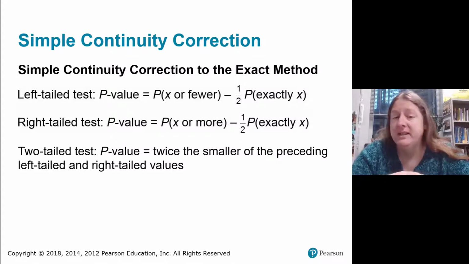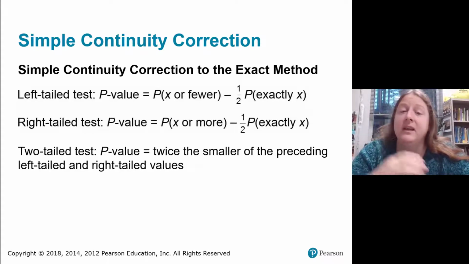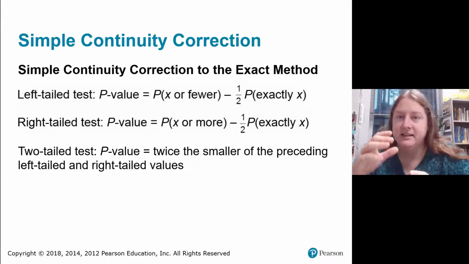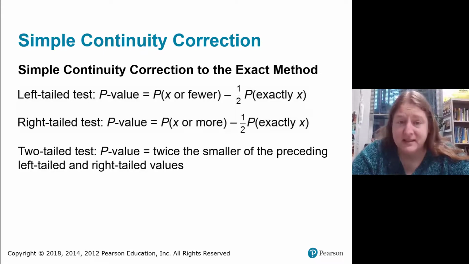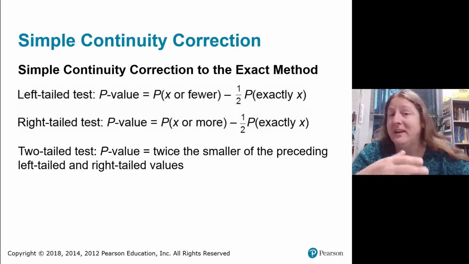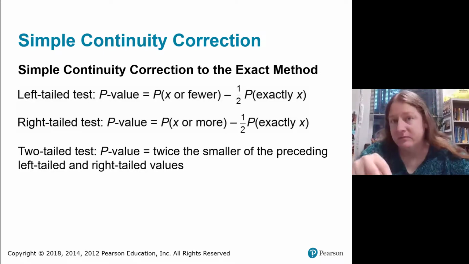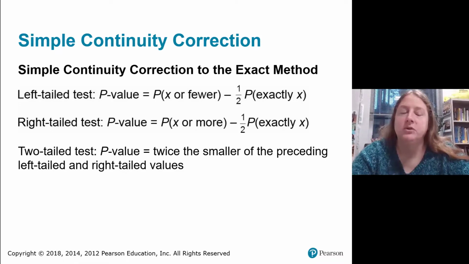All right. For a right-tail test, we do the exact same thing. So we have the probability of x or more, and that was what we had originally. And then we're going to subtract 1/2 the probability that it's exactly x. So we're going to kind of shave that boundary a little bit in doing that. For the two-tail test, this is twice the smaller of the preceding one still, except the little correction thing needs to have happened before we decide which one's smaller, and then double it.